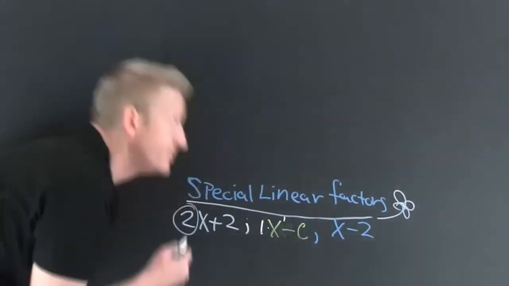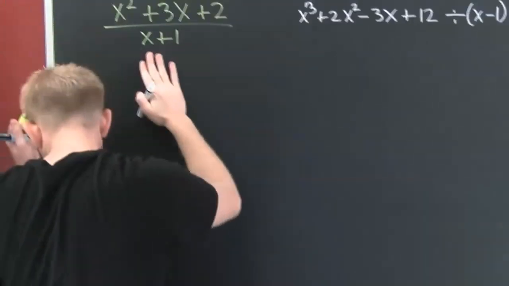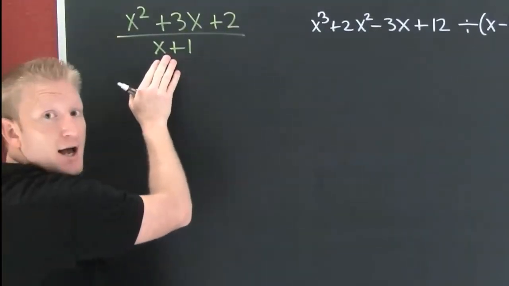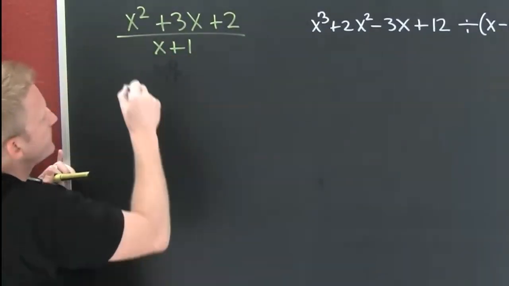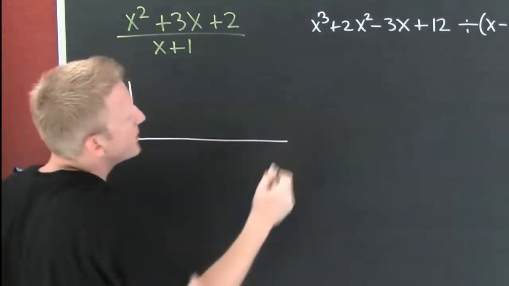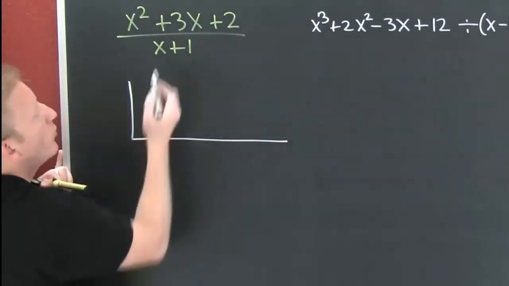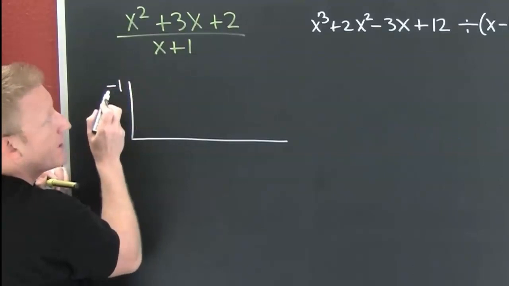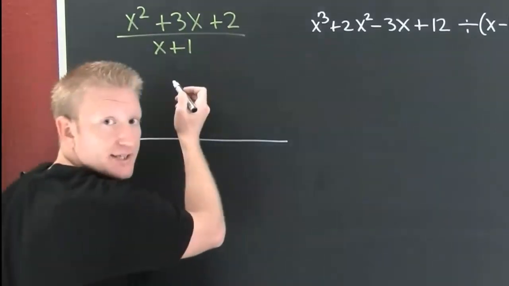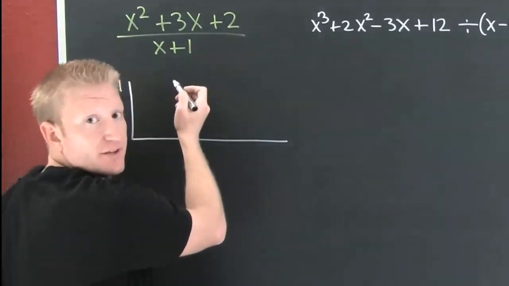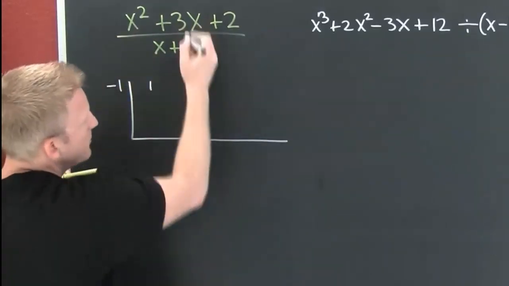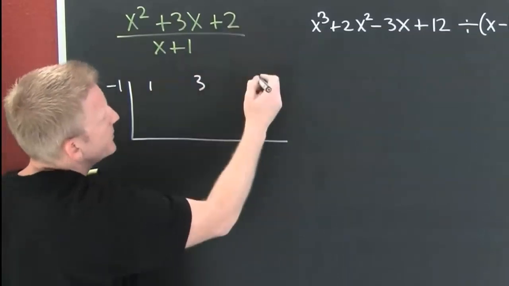I'm ready for an example. Am I divided by a special linear factor? Yes. So then, zeros go outside of the box. What makes that denominator 0? Minus 1. Zeros go on the outside. Coefficients go on the inside. Coefficients are numbers in front of the variables. Here we go. I'm going to put a 1, a 3, and a 2.